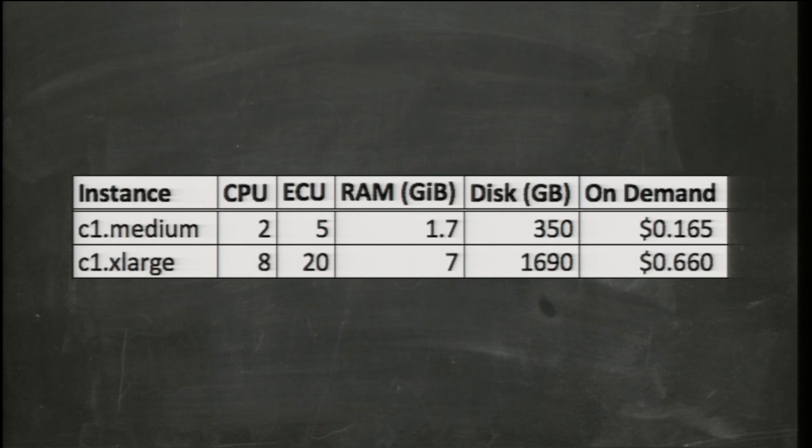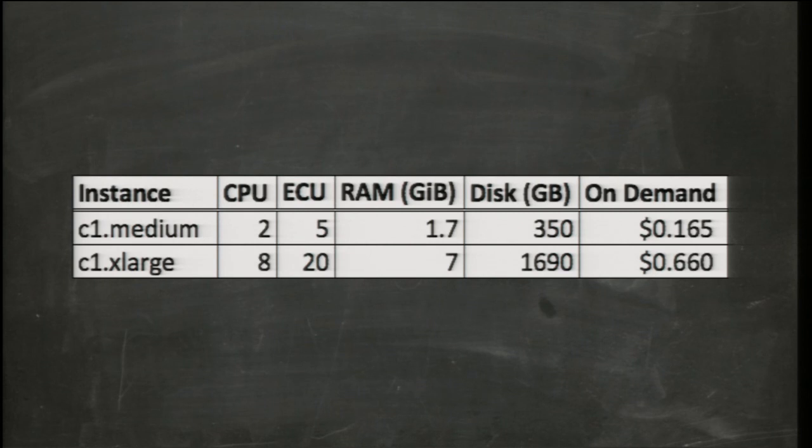You get it in two choices, C1 medium and C1 extra large. The C1 medium, as a lot of people have found over the years for batch processing, is an extremely cost-effective option. Compared to the M1 small, for example, you get more than double the CPU power, and the pricing is not double. So it's really, really effective.